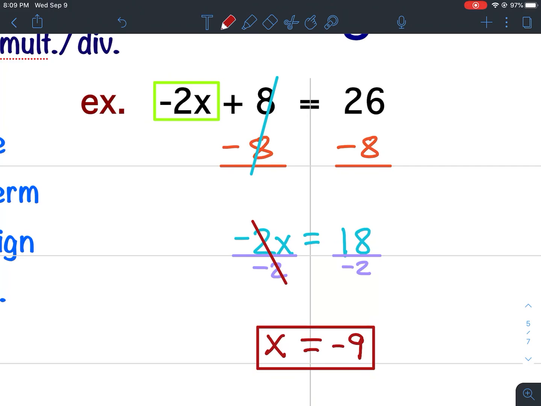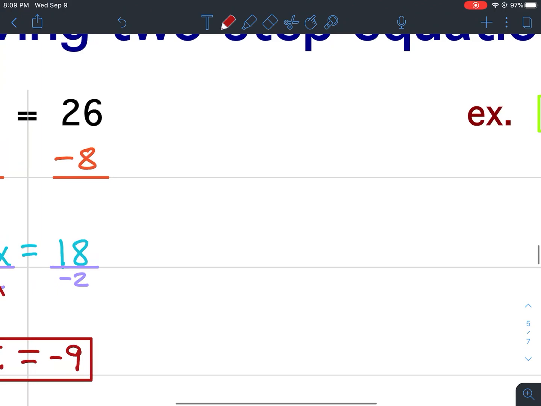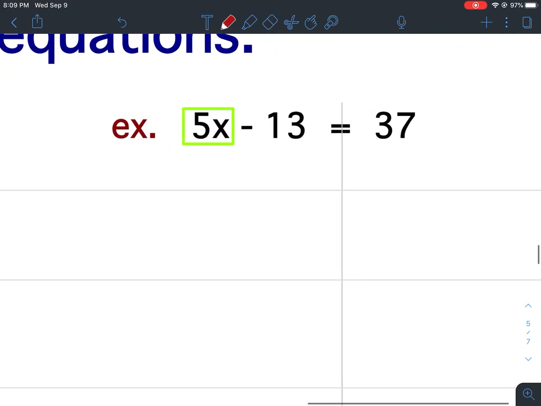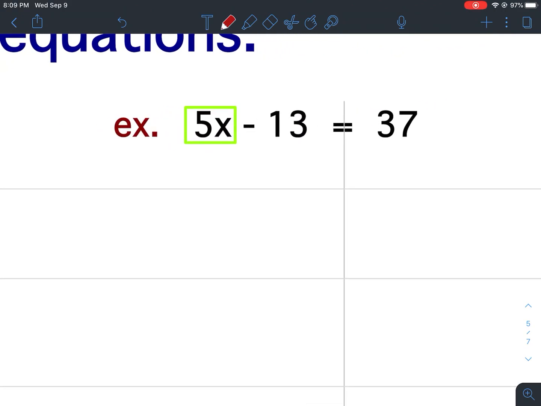So you will box the variable term with the sign in front. You'll get rid of the number outside of the box first, and then you'll get rid of the number with the variable. So you'll use addition and subtraction first, then multiplication or division. All right, let's look at the next one. I already boxed my variable term. Go ahead and do that now.